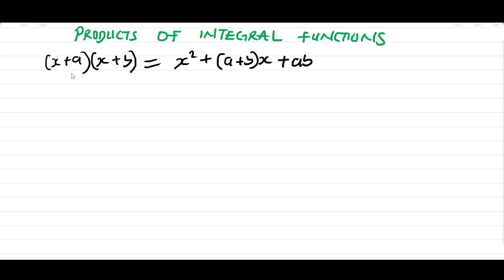But not only that, x will distribute with b here, and then a will distribute with x here, so we'll be having bx and ax, so combine them we'll get a plus b times x.